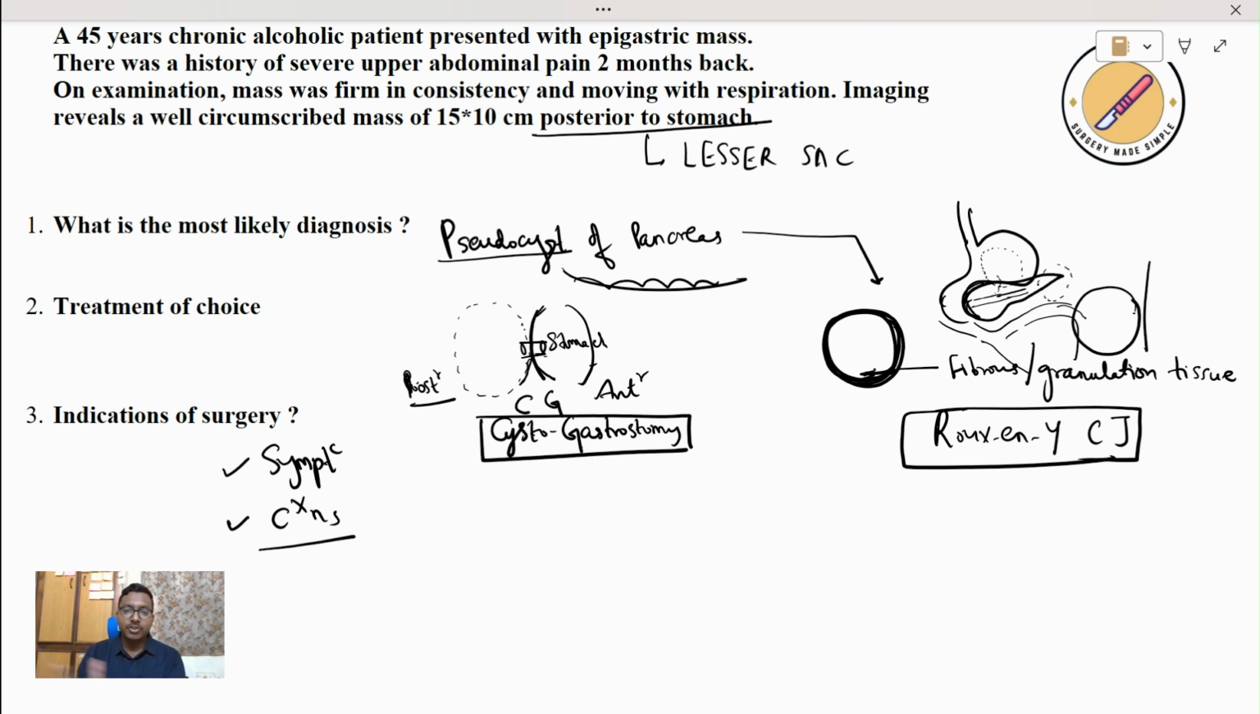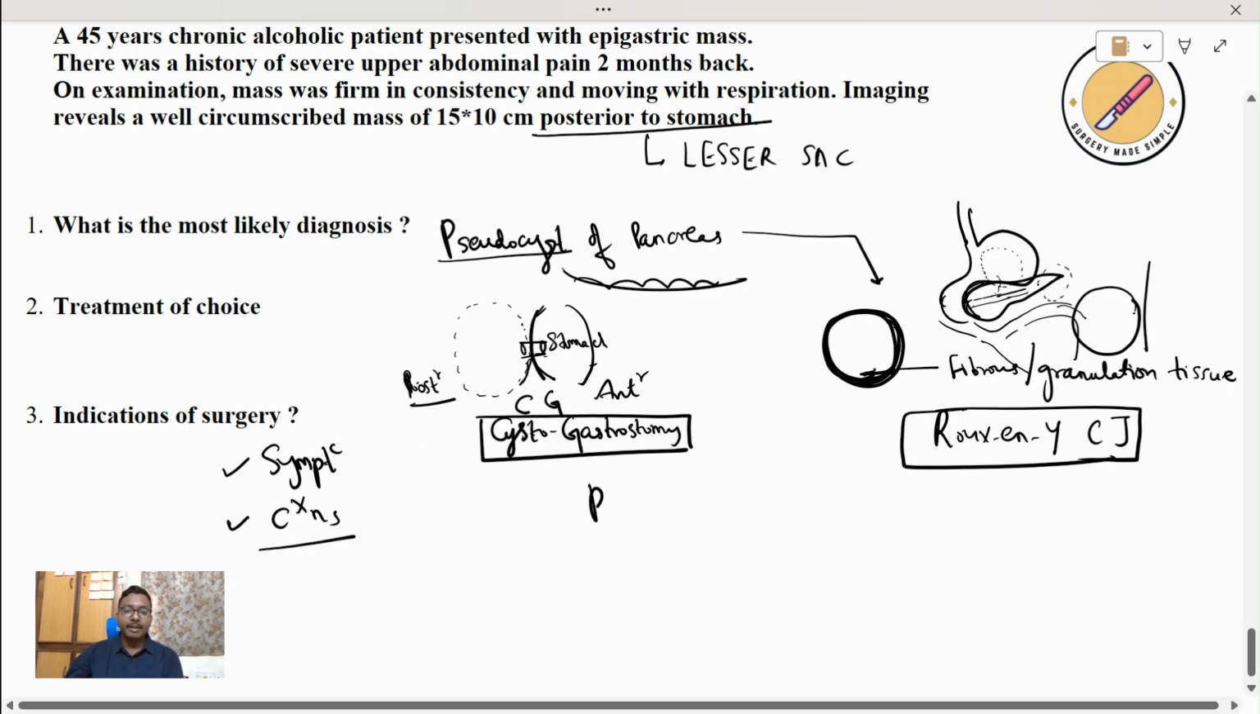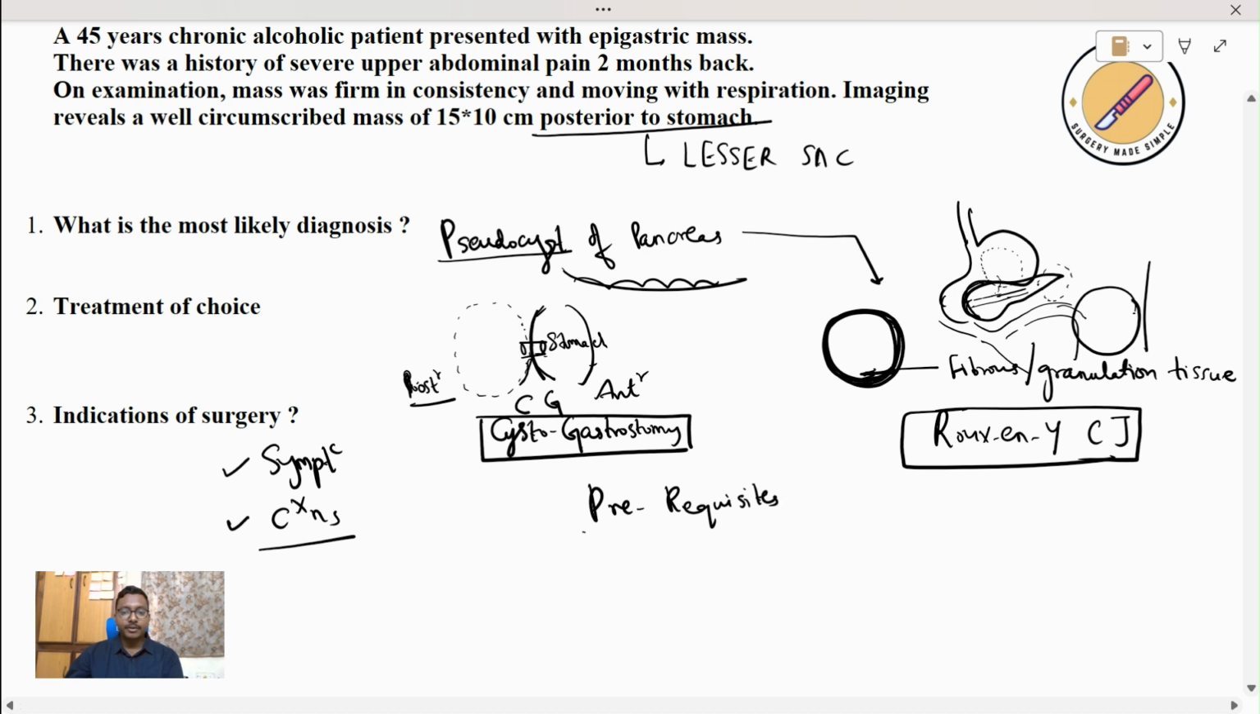Rarely, when it is enlarged and when there is a high amount of enzymes being produced, because of the elastase and all, there can be pseudoaneurysm of the vessels which are present in the adjacent areas. And also, it can rupture into the GIT, which can cause upper GI hemorrhage. So these are the possible complications you can have. So whenever the patient is having symptoms or even complications, you need to go for surgery. But before you go for surgery, what are the main prerequisites or criteria which are required for surgery?